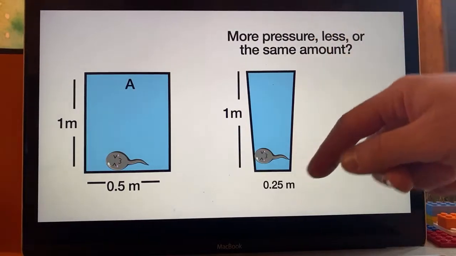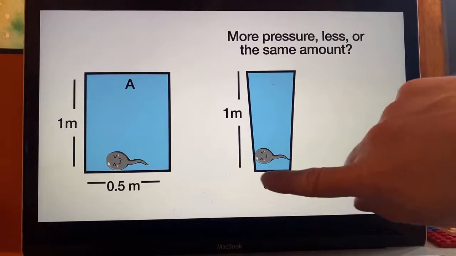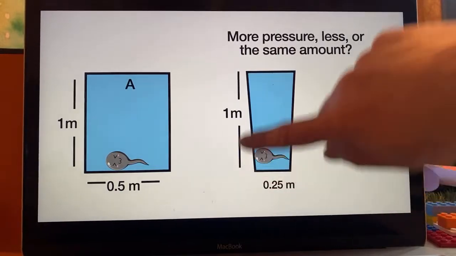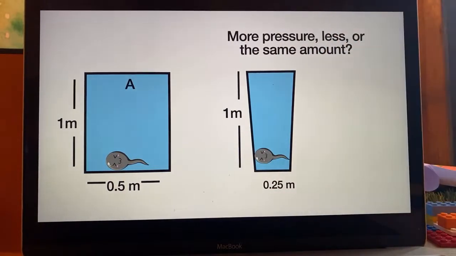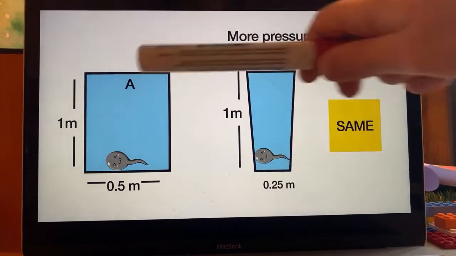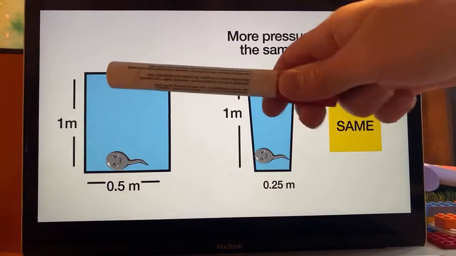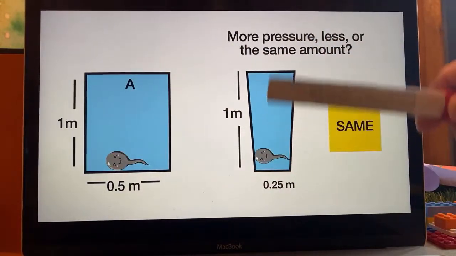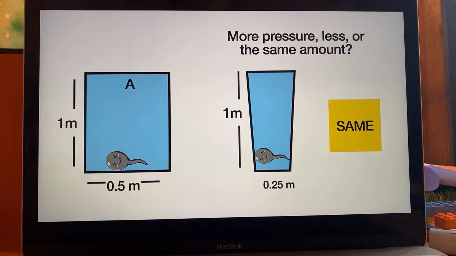So here we have a tadpole in a much narrower tank. This tank is only 0.5 meter wide, but it's still 1 meter high. The tadpole's in the same position at the bottom of the tank. Is that tadpole experiencing more pressure, less pressure, or the same amount of pressure as the tadpole in tank A? The answer is, it's the same amount of pressure, right? Because it's the same depth below the water as the tadpole in tank A. And we're only looking at the differences in depth or the differences in the density of the liquid. So it would be the same amount of pressure.